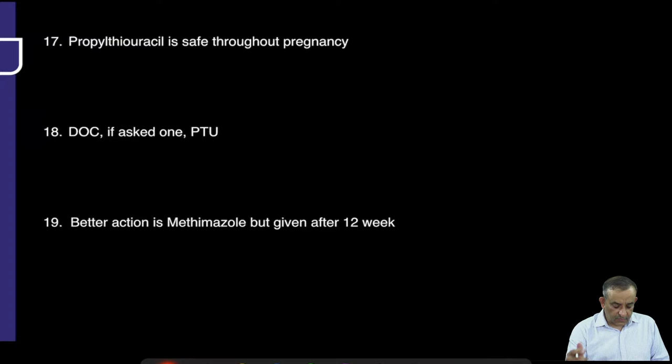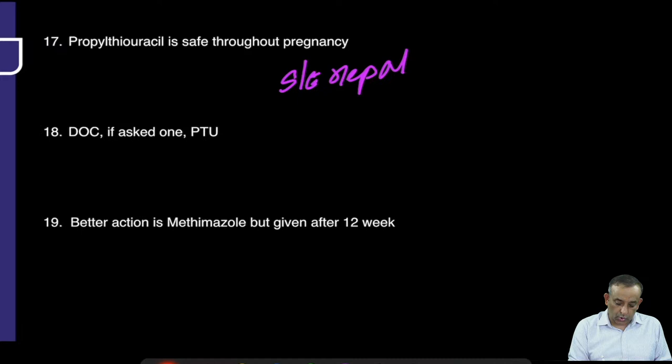Okay, now what is the drug which you want to give in hyperthyroidism in pregnancy? Propylthiouracil, 100 to 150 milligrams thrice a day. It is safe throughout the pregnancy. Yes, this is also hepatotoxic. Side effect is it is hepatotoxic. Okay, but this is not teratogenic.